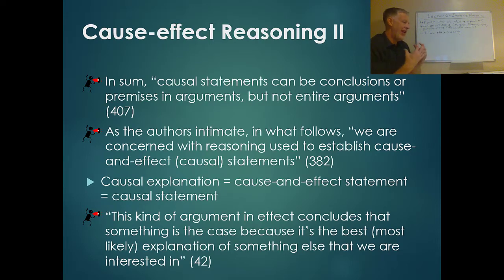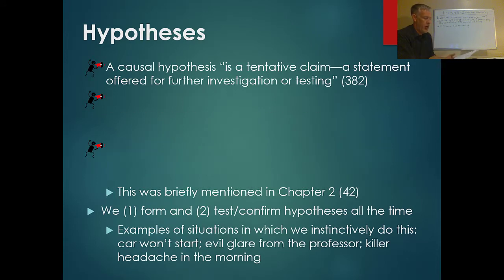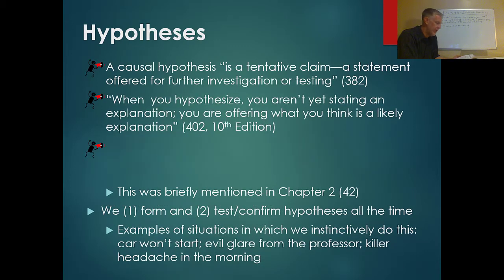And so when discussing that kind of reasoning process, we need to discuss this idea of a hypothesis, which most of us are familiar with. It's kind of like a causal statement, but not one that one's fully committed to yet, right? So it's a cause and effect statement that one is suggesting is probably true, right? But that one isn't committed fully to yet and is positing for further investigation. Okay. As the authors put it in our text on page 382, a causal hypothesis, quote, is a tentative claim, a statement offered for further investigation or testing, end quote. As they put it on page 402 in the 10th edition, quote, when you hypothesize, you aren't yet stating an explanation, you are offering what you think is a likely explanation, end quote.